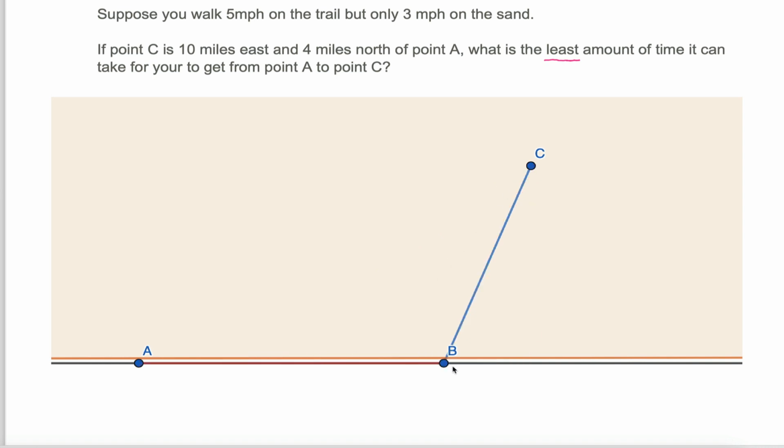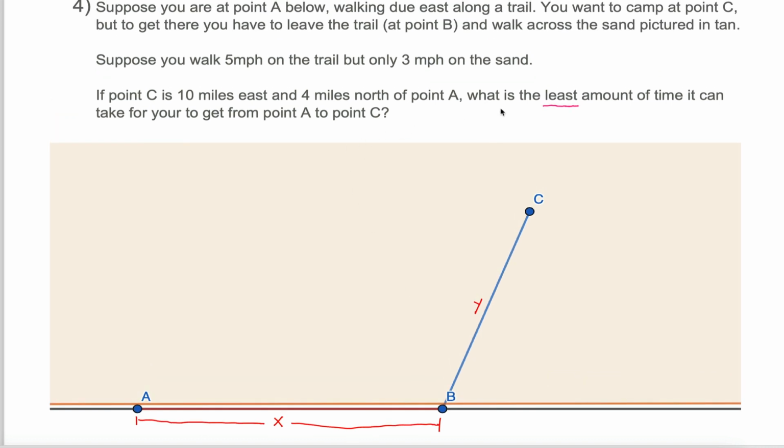We don't know where point B is, so maybe it makes sense to represent the distance from point A to point B with a variable, like the letter x. Because we don't know where point B is, we also don't know how long the distance from point B to point C is. So maybe we can represent that with another variable, maybe the letter y. As is typically the case in these applied optimization problems, we have two different variables, the letters x and y in this case. What we're trying to figure out is what is the least amount of time it can take for you to get from point A to point C.